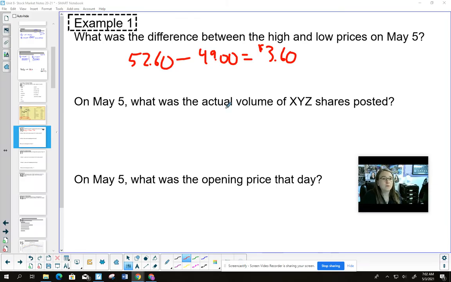So still on May 5th, what was the actual volume? So actual volume, again, means sales. Whenever we're talking about volume of shares, that means how many sales or how many shares were traded back and forth. Really, again, it's sales and purchases, I guess you could say, the flip side, the buying and the selling. But it comes from, again, the sales in hundreds.